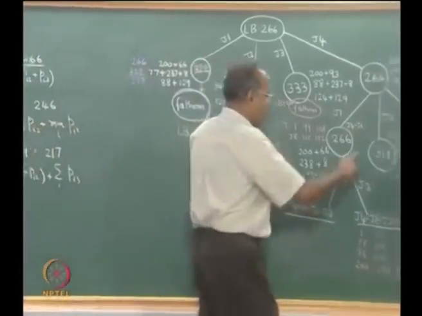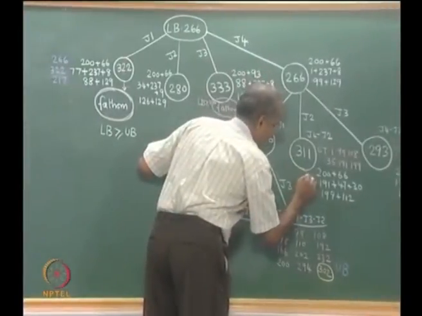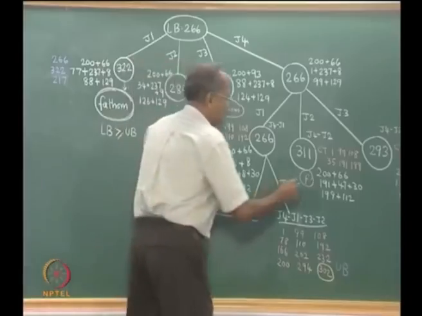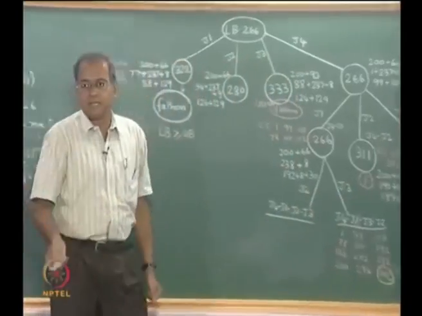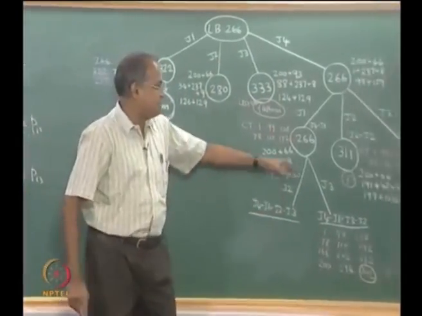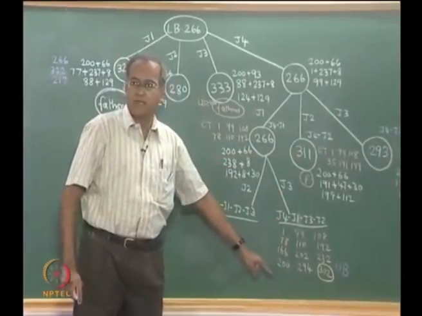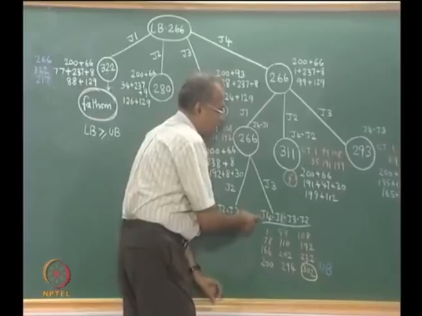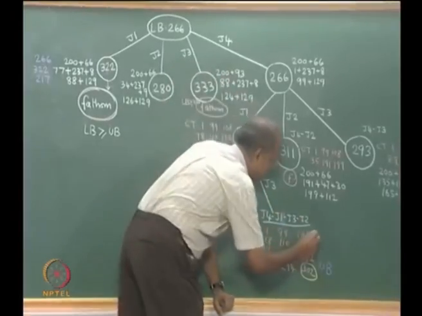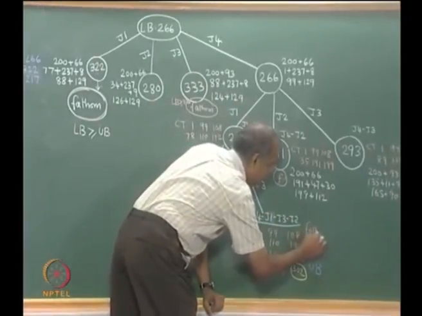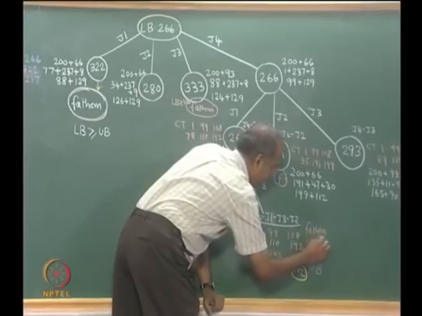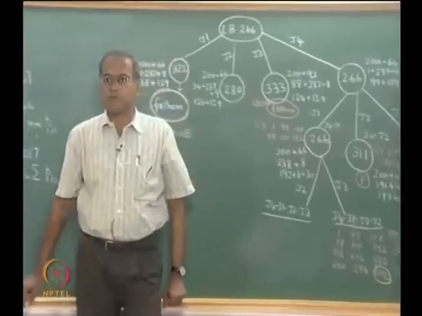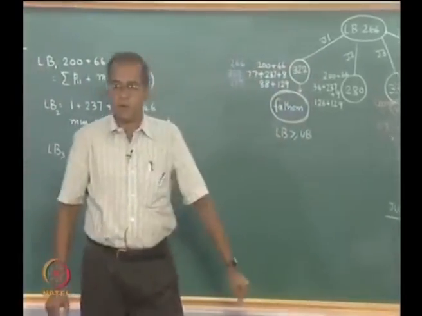Now this 311 can also be fathomed. We normally use fathom or with an F, they mean the same. So we could put an F and say that it is fathomed for the same reason, that the lower bound is bigger than the current best upper bound. We can't proceed from here because we have already reached the full sequence. So this node is fathomed by upper bound or by feasibility, because we have a feasible solution there, we cannot proceed anymore.